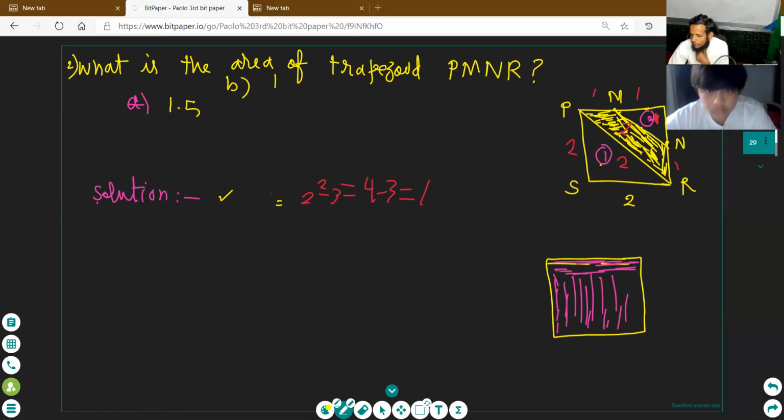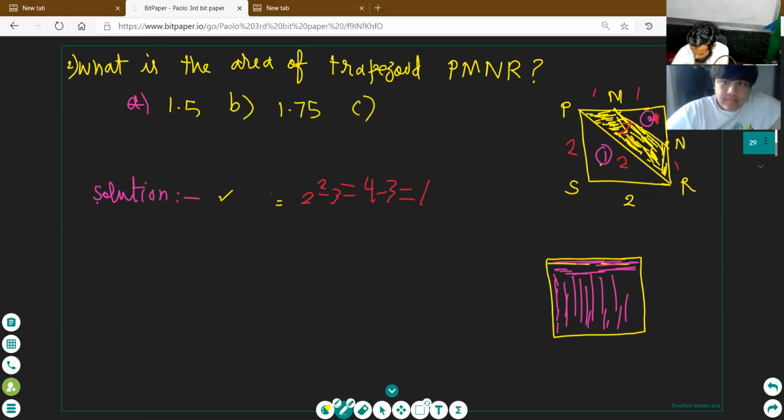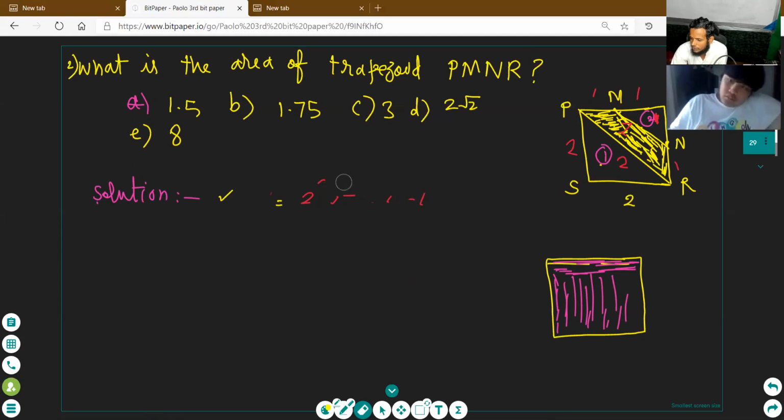First write the area of triangle, the triangle name, okay? These are the options. Paulo, what are you doing? First tell me the area. Separately find 3 areas.